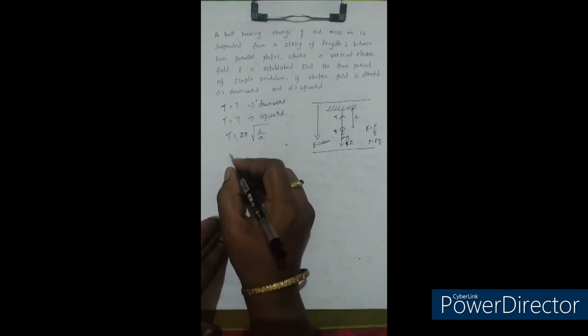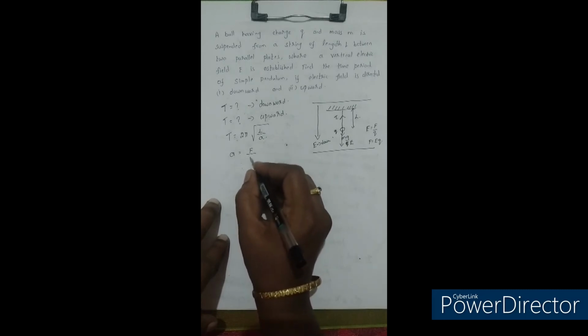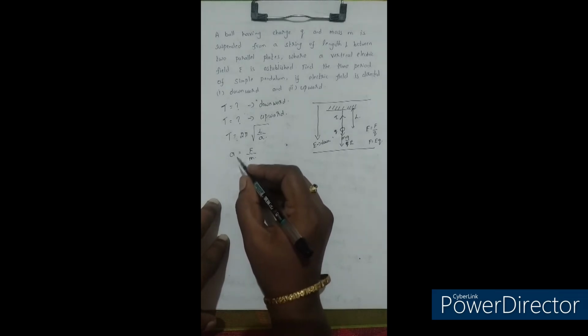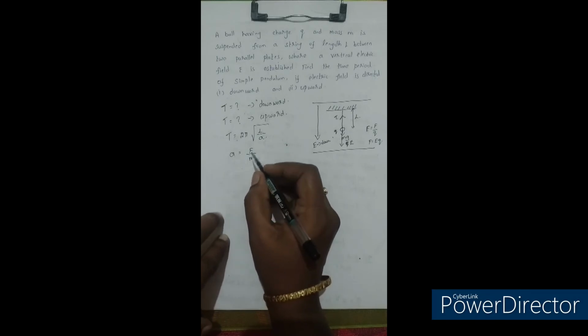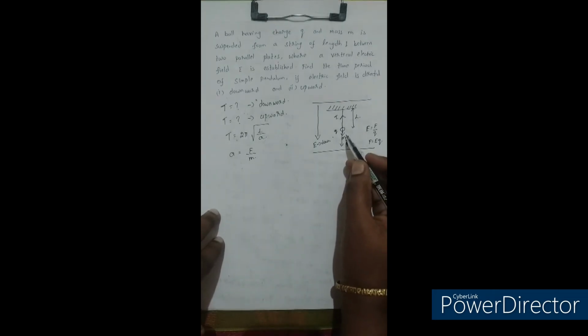Now, what is the formula for acceleration from Newton's second law? It is equal to force divided by the mass of the ball. This force is only due to the external forces, because this is acceleration, not acceleration due to gravity. So what are the external forces acting on this ball, children? One is the weight mg acting in the downward direction, and another is the electric force QE, also acting in the downward direction.